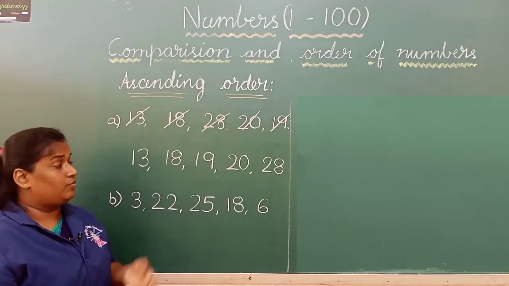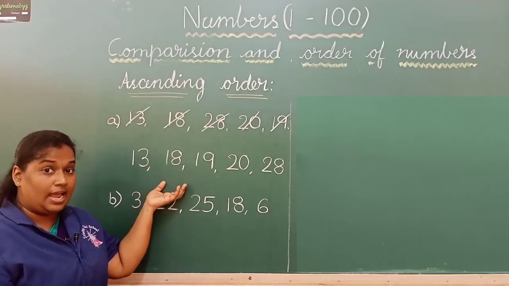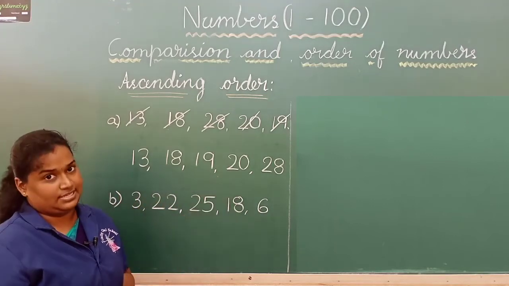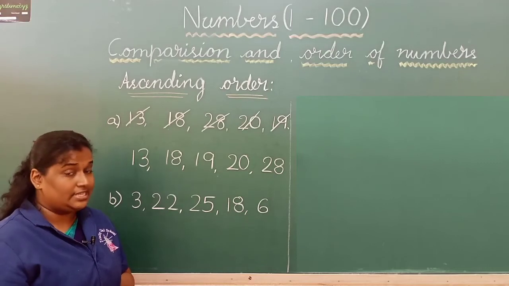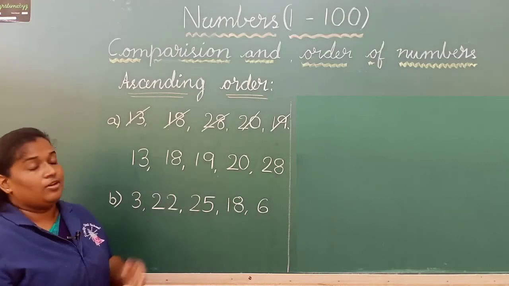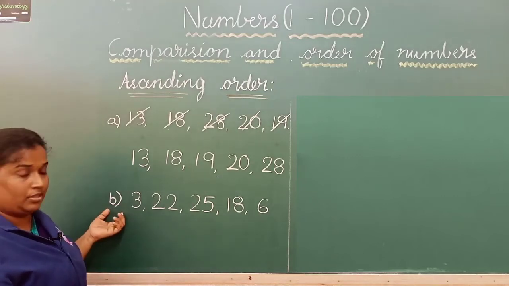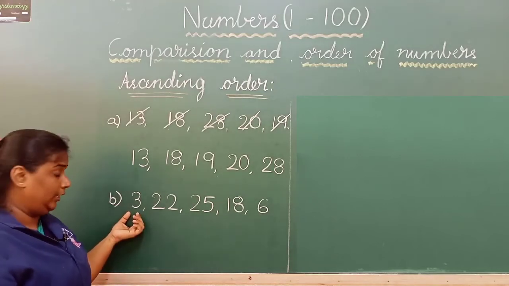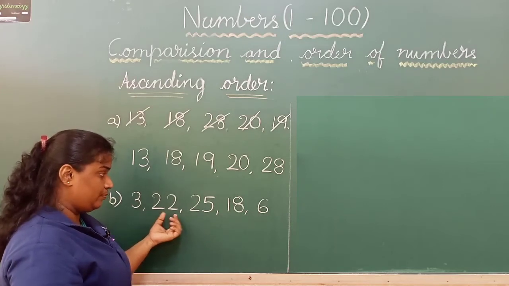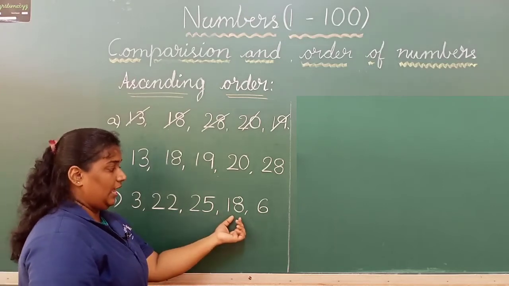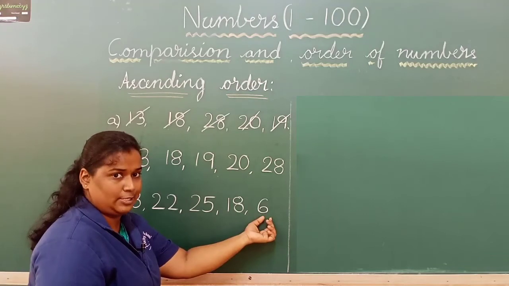This is how we have to compare the numbers and write in ascending order. Let us understand by solving a few more questions. Question B. The numbers are 3, 22, 25, 18 and 6.